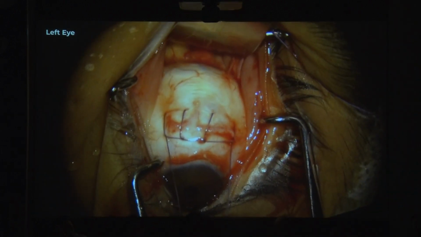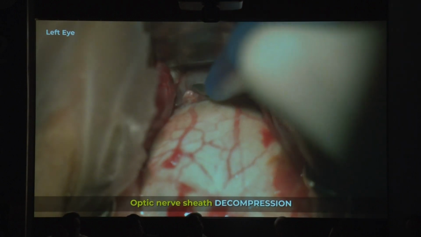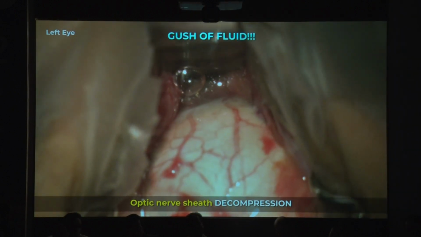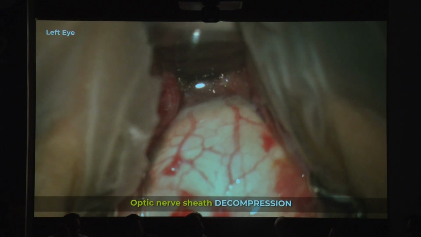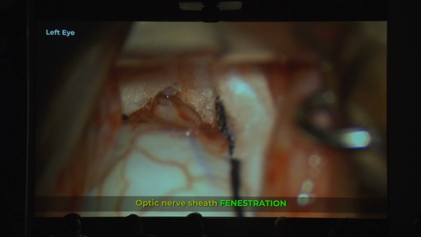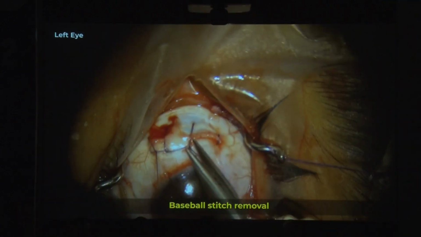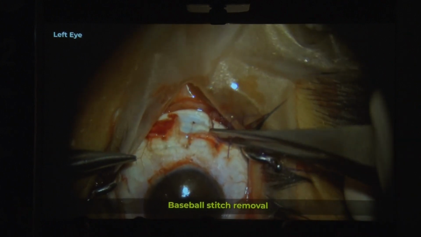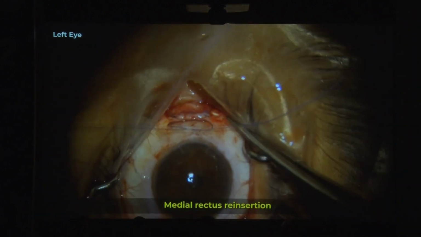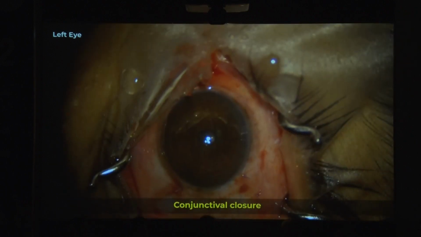Intermittently, you have to observe the pupil, look for a blood-free area, and make an entry with the angle keratome. Note the gush of fluid. This is the technique of optic nerve sheath decompression. Thereafter, a part of the sheath is removed, performing the optic nerve sheath fenestration. The baseball stitch is then removed. The MR muscle is then sutured back to its insertion and the conjunctiva finally sutured with 8-0 cervical sutures.